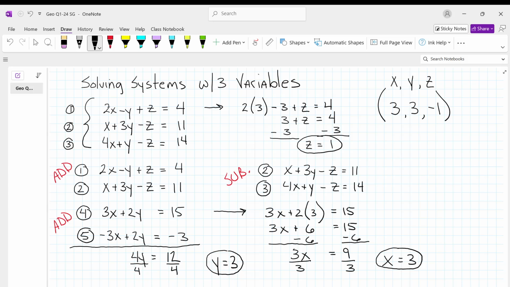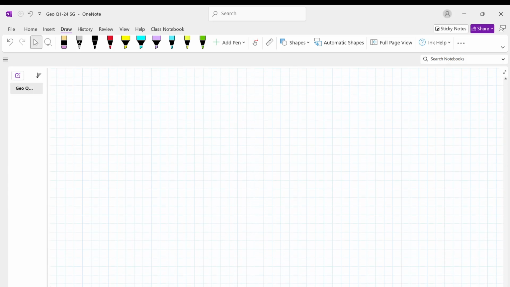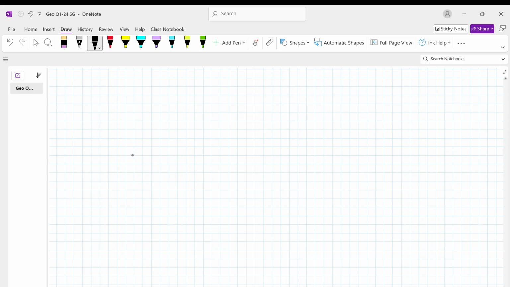Any question on solving a system with 3 variables? All right, let's do one more. I am going to write this second example. I'm going to start with combining equations 1 and 2. So let's take equation 1.